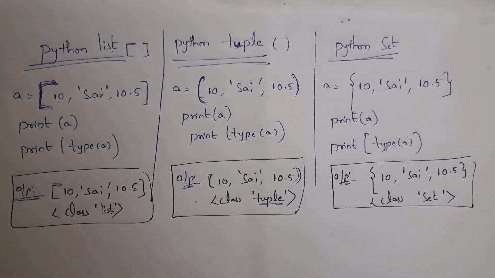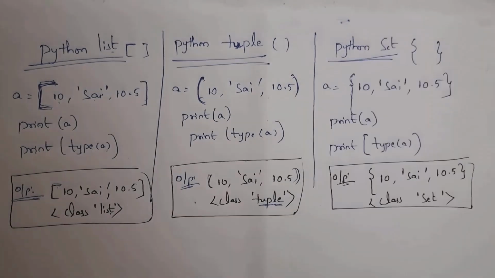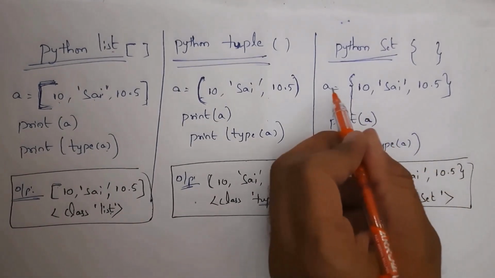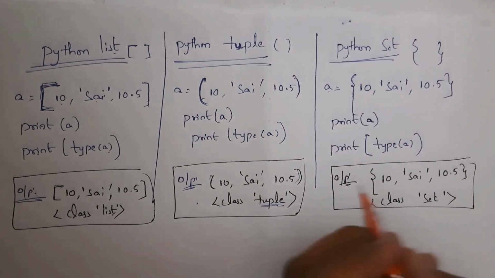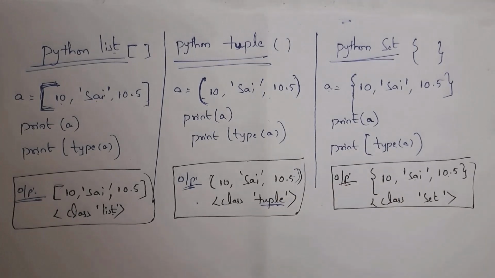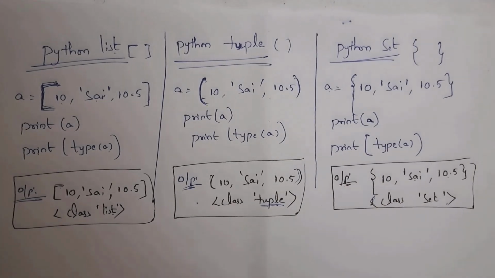And for a Python set, you need to use curly brackets. Whenever you execute this program, whatever values are present in variable A will be generated as output. So I will get output 10, Sai, and 10.5 in curly brackets, and I will get class set. This is an example of a Python list, Python tuple, and Python set.